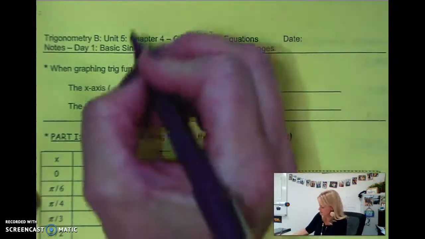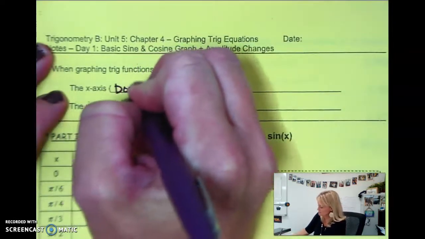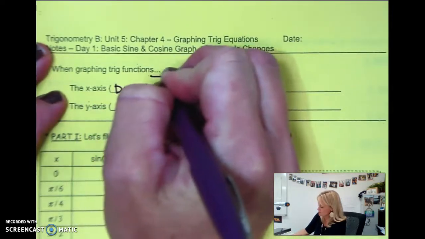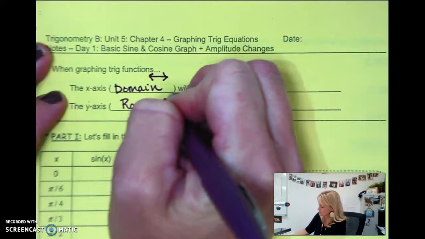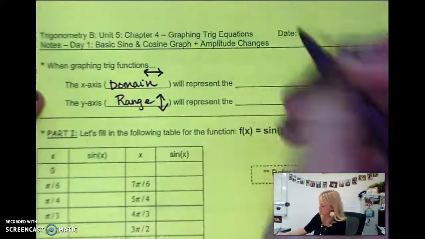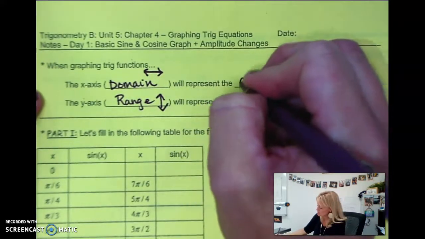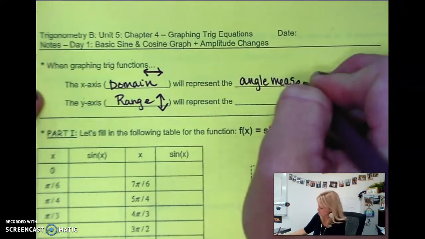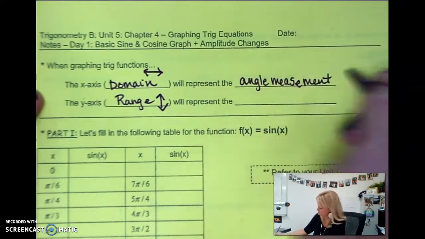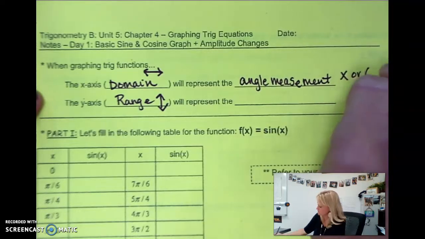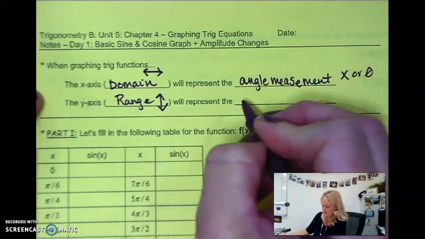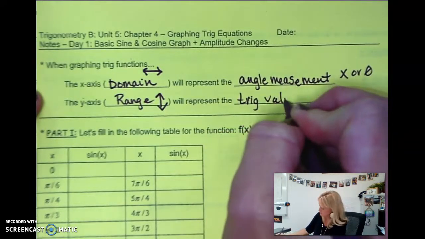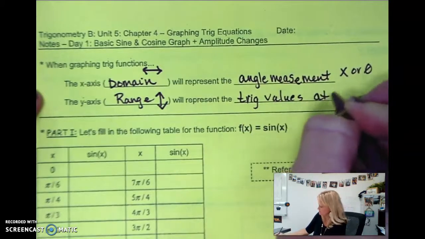Okay, the x-axis is always your domain and the y-axis is your range. Again, this is your horizontal and your vertical. Okay, the x-axis will represent the angle measurements. In other words, theta or x. The y-axis is going to represent the trig values at that angle.